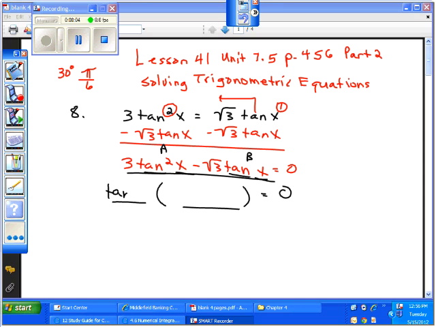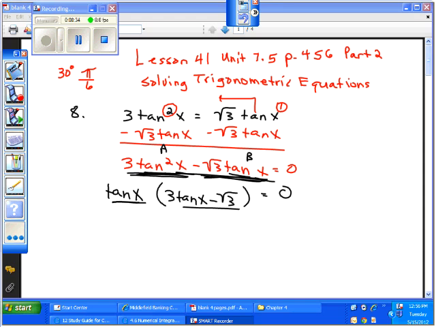Tangent x. So then we think tangent x times what is 3 tangent square x? 3 tangent x. This is plain old Algebra 1. And then we think tangent x times what is negative square root 3 tangent x? Negative square root 3.